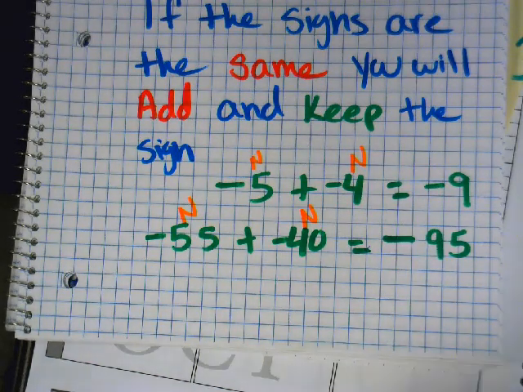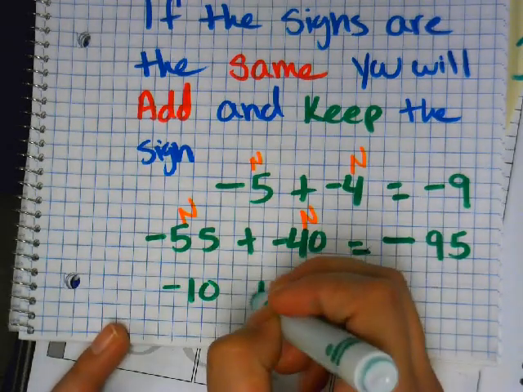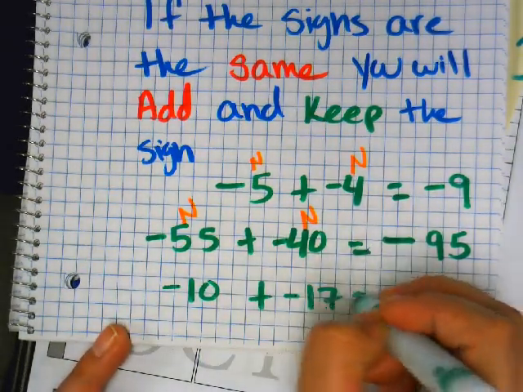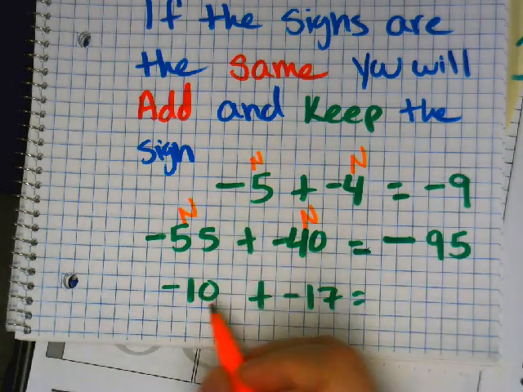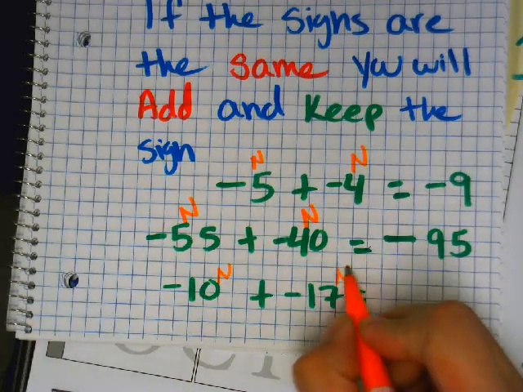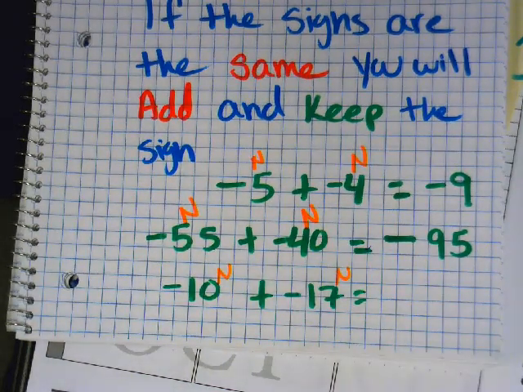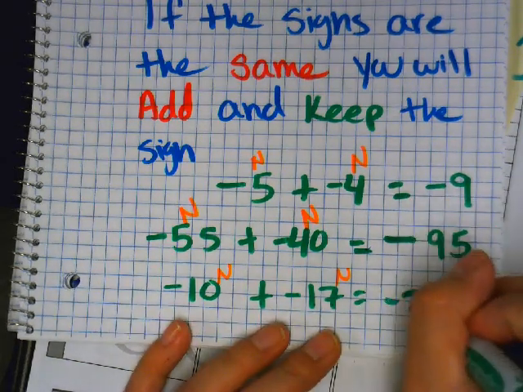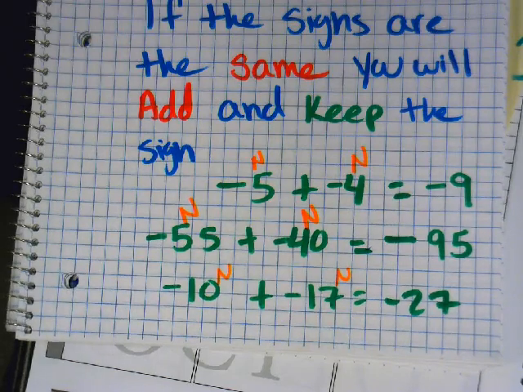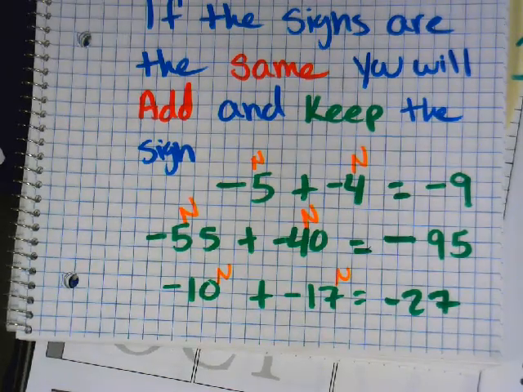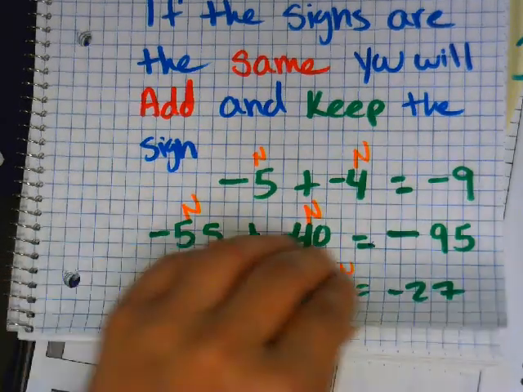What if I give you negative 10 plus negative 17? The first one's negative, and the second one's negative. So they're both negative. We identified them both as negative. So you're going to add them, and you get a negative number, and we add them, so we get negative 27. Are we okay with this part? Yeah. All right, this is like level 1, right? If they're the same, you add, and then you keep the sign. Yes. Good.